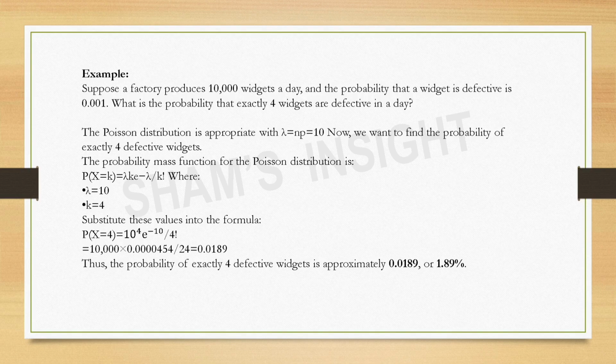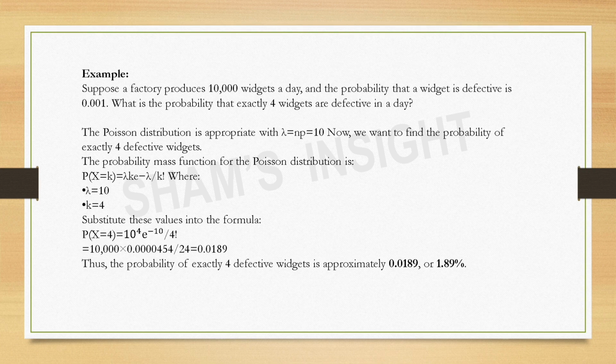Suppose a factory produces 10,000 widgets a day and the probability that a widget is defective is 0.001. What is the probability that exactly 4 widgets are defective in a day? So the Poisson distribution is appropriate with lambda equals np equals 10. Here n is 10,000 and p is 0.001. So multiplying this we get 10.